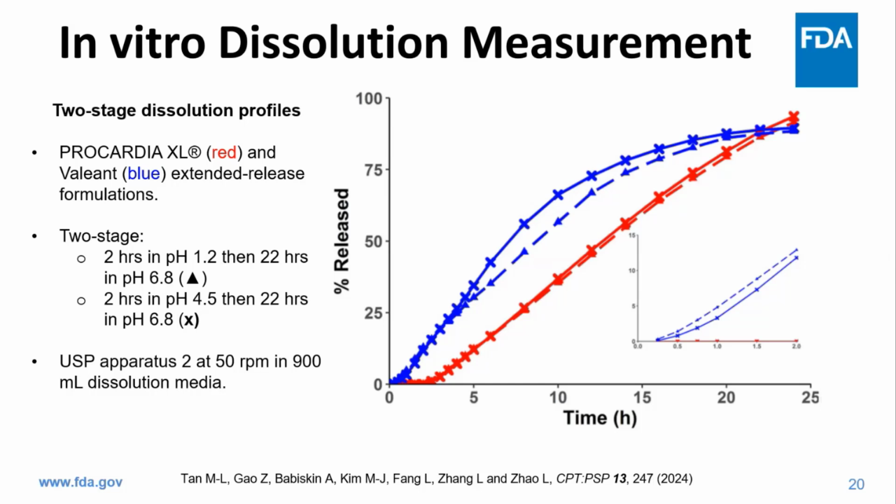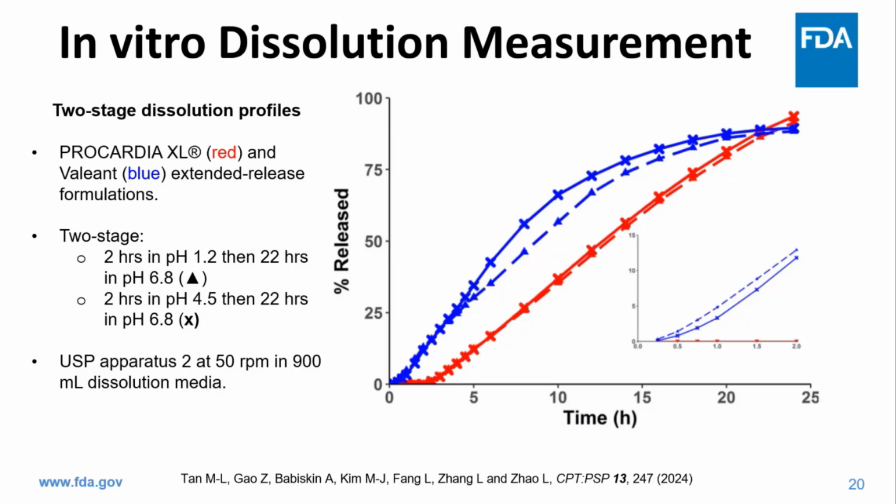Shown on the right panel is the two-stage in vitro dissolution profile at different dissolution medium pHs, where blue colors represent one ER product at two different dissolution medium pHs that shows a pH-dependent Nifedipine release profile, while the red color represents another ER product at two different dissolution medium pHs that shows pretty much a pH-independent Nifedipine release profile.